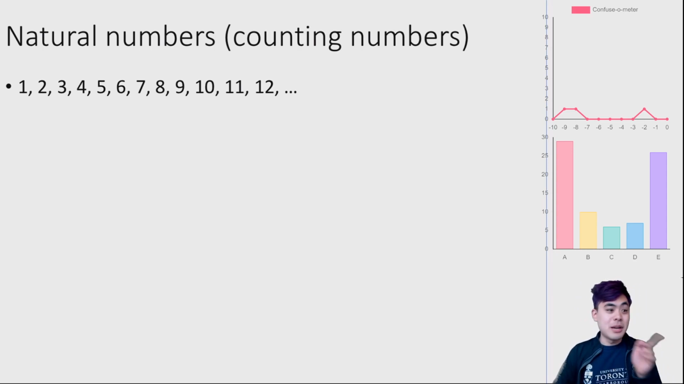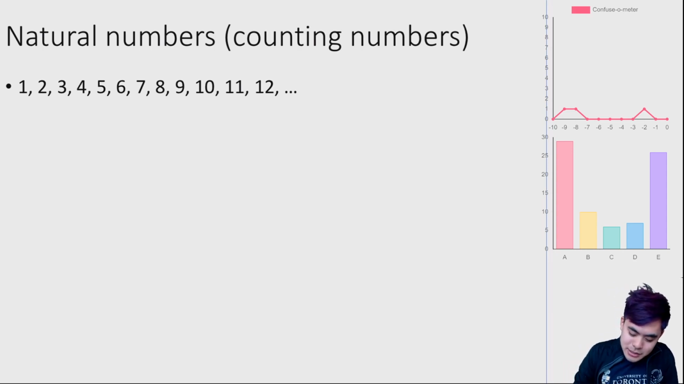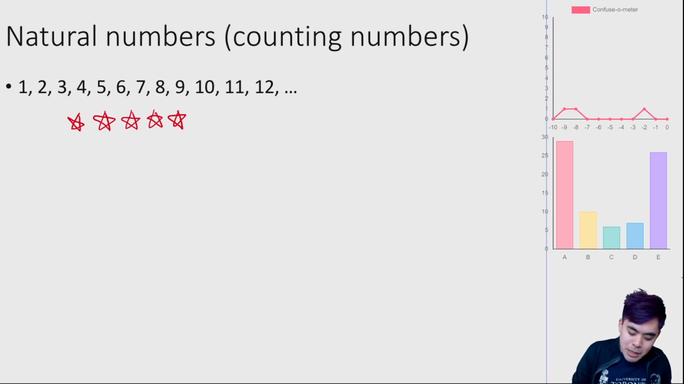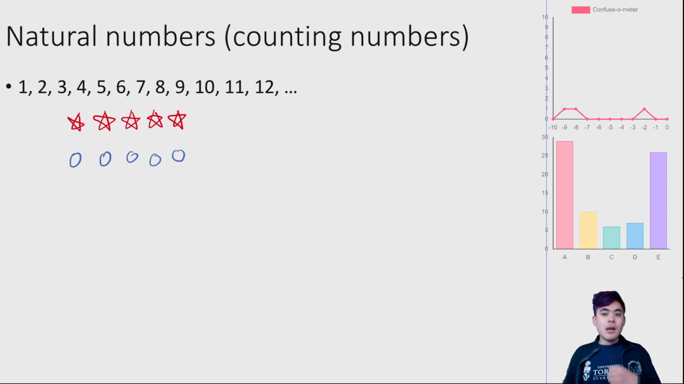So I unfortunately am not a very good artist. I'm sure many of you are much better than I am. So I'm going to draw these as stars instead. So let's say 1, 2, 3, 4, 5 stars. Okay, so I can count 5 stars. Well, another thing I could do is, maybe I have circles. Let's say I count 1, 2, 3, 4, 5 circles.